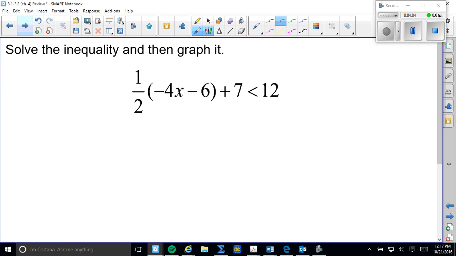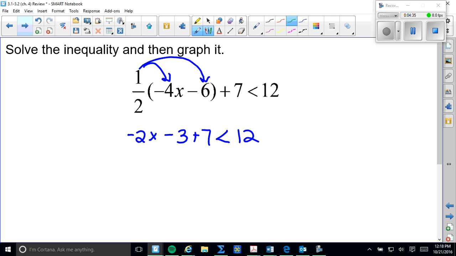Now we need to solve this inequality and graph it. Go ahead and pause the video, solve it on your own, and graph it, and then check to make sure we have the same answer. Alright, when you were to solve this, you should have distributed the 1/2 to both of the numbers inside the parentheses. So a half times negative 4x will be negative 2x. Half times negative 6 is going to be negative 3. Plus 7, which is less than 12.